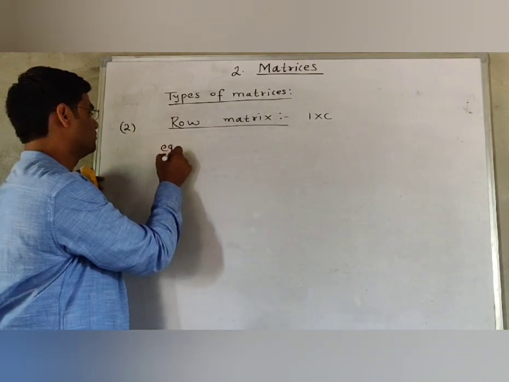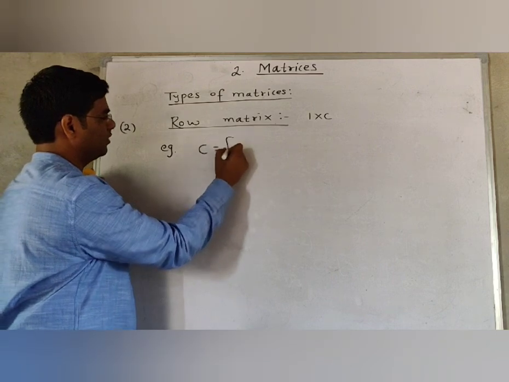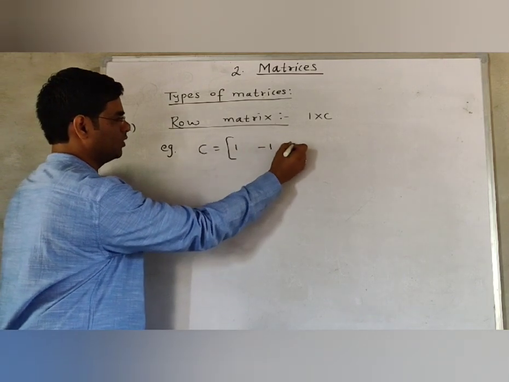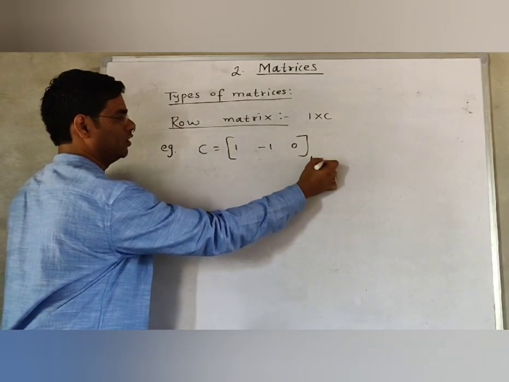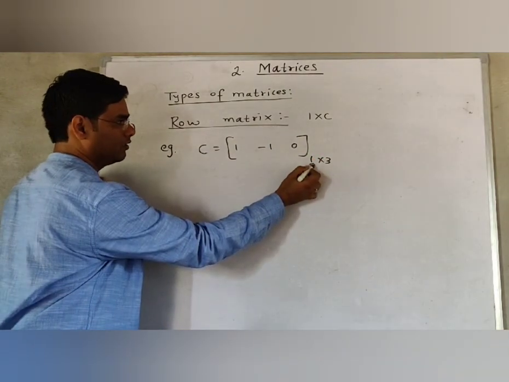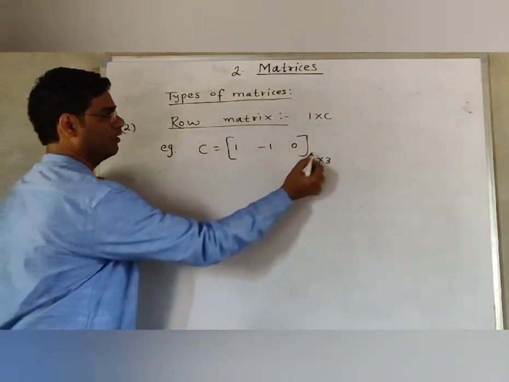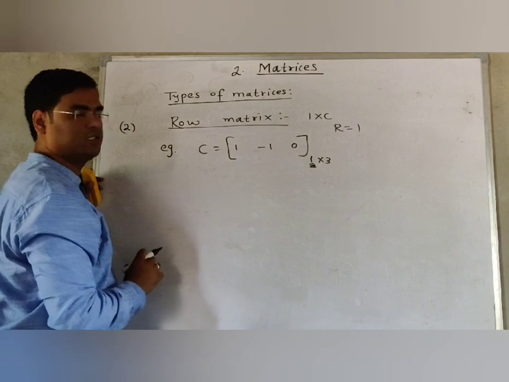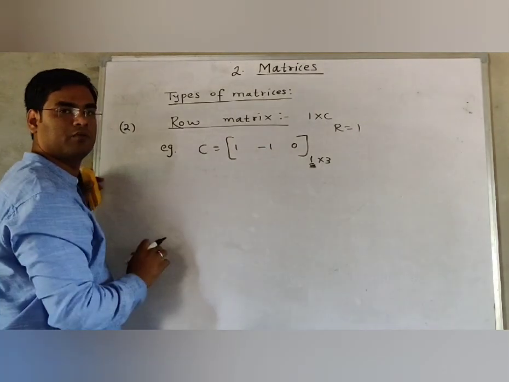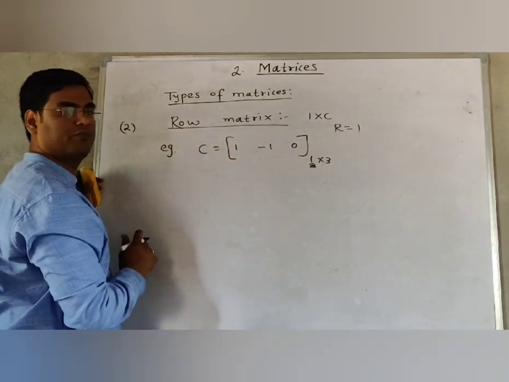For example, C is a matrix having elements 1, -1, 0. It consists of only one row and 3 columns. So here the word row is important. R equals 1 and any number of columns, and this matrix C contains one row and 3 columns. So it is an example of a row matrix.